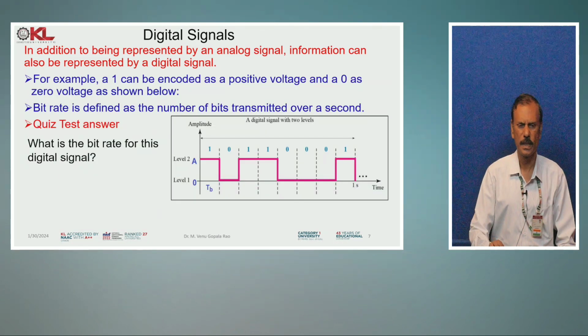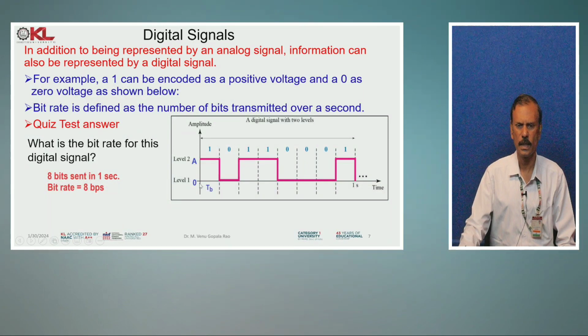So the answer here: as you observe in the figure, for 1 second, how many bits are there? 1, 2, 3, 4, 5, 6, 7 and 8. So 8 bits are available for the 1 second, so that is 8 bits per second. This is the answer for the bit rate.